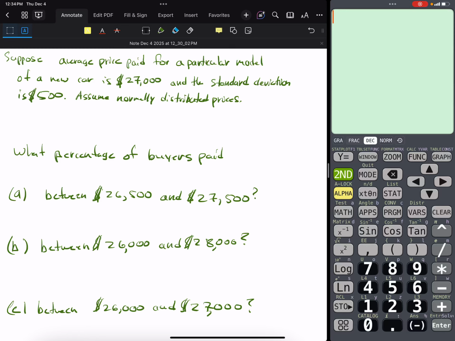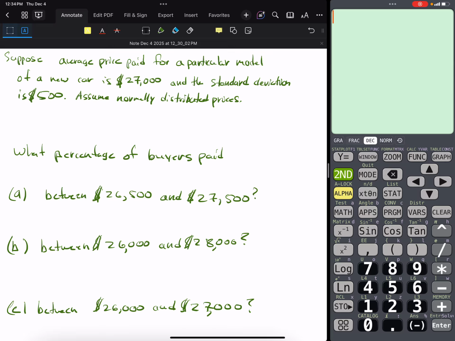Okay. In this problem, we're being asked a question about the prices of new cars. Not everybody pays the same price for the same model car. Assuming these prices are normally distributed, the average price paid for this model was $27,000, and the standard deviation of the prices paid was $500. We're asked several questions about how much buyers paid and how many buyers paid, percentage-wise, between certain values for this particular model vehicle.